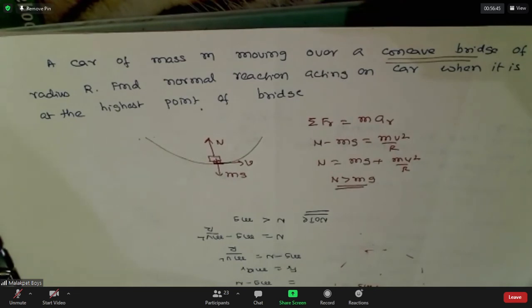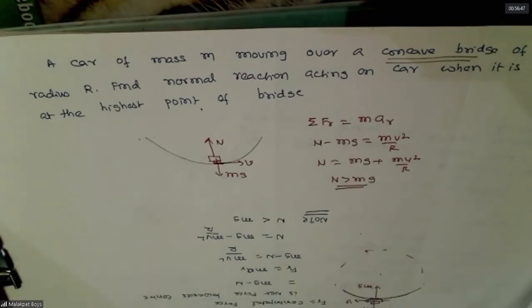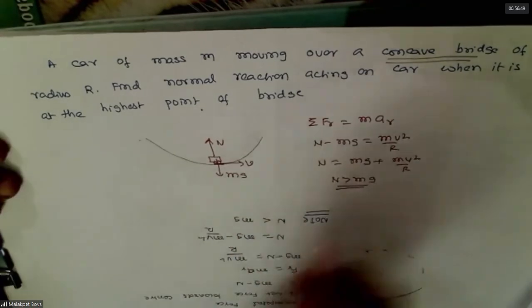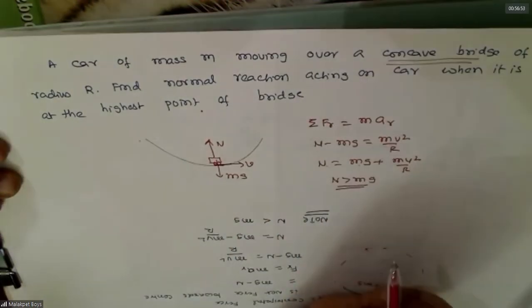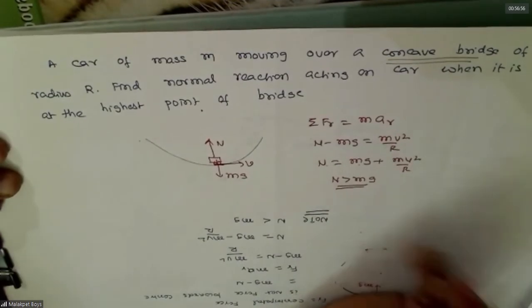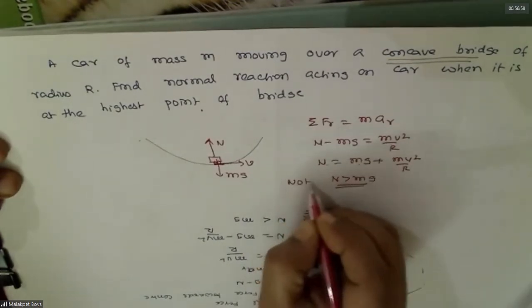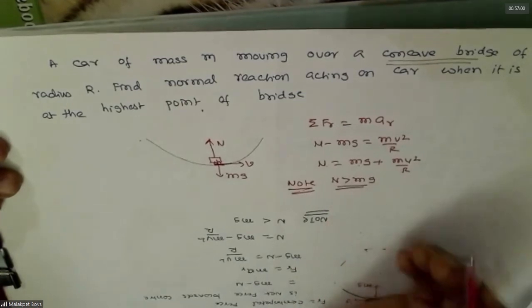Sir, I didn't understand how you are saying that N is greater than or less than mg. What does this mean? It is mg plus something, and this is positive, no? Is it not greater? Yes, sir, it is greater. That's why I wrote the same thing.